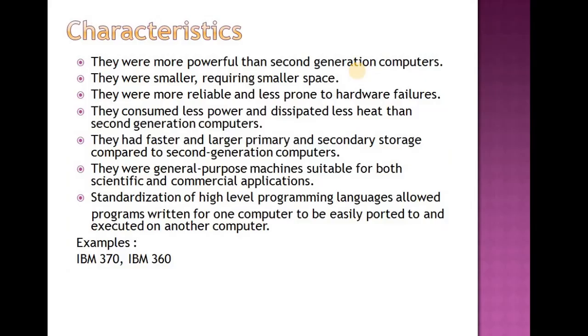So the first and important characteristic is they were more powerful than the second generation computers, in the sense the processing speed was increased, and we could do almost 1 million instructions per second. So that was the capability of the third generation computer, and also we could get accurate results and with greater speed compared to the first generation and second generation computers.